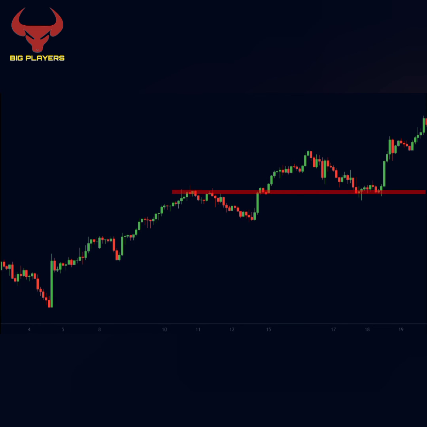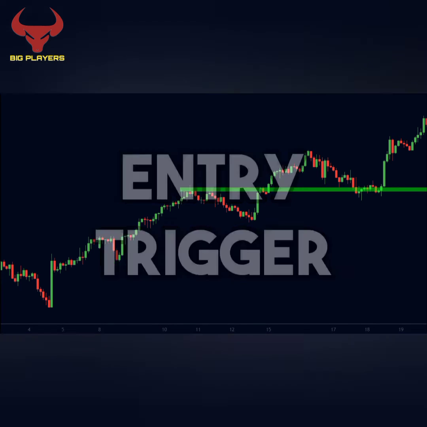Now, the second step is to wait for the pullback. We want the price to pull back to this resistance level that has now turned into a support level. We will look for an entry around this area. The third and the final step is our entry trigger.